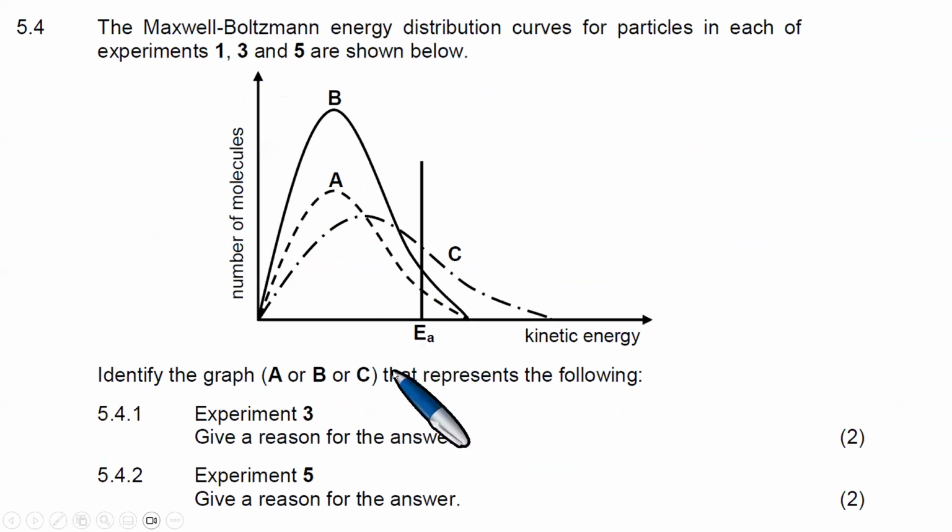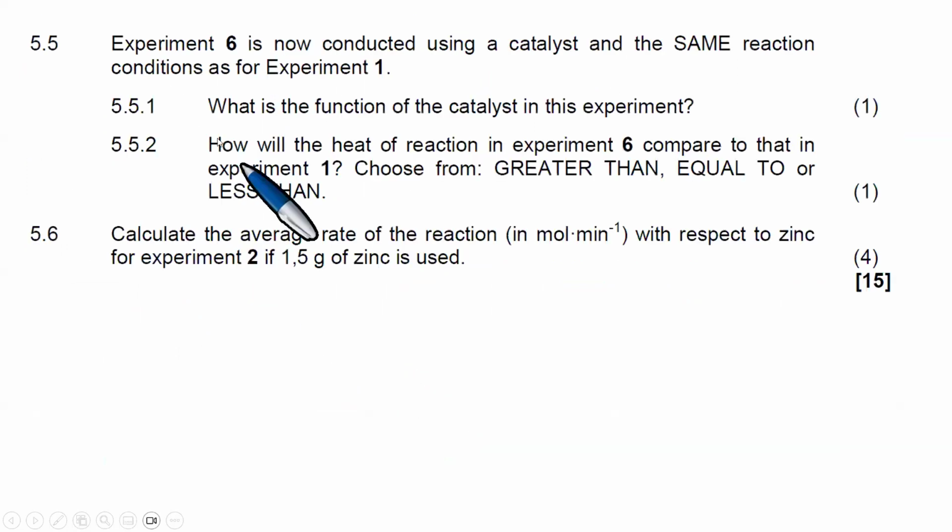We're going to look at the Maxwell-Boltzmann. And we're going to look at experiment 6. There are different types of experiments there. And we're going to calculate, for 4 marks, the average rate of the reaction in moles per minute with respect to zinc for experiment 2 if 1.5 grams of zinc is used.